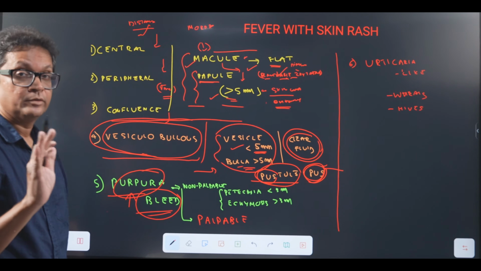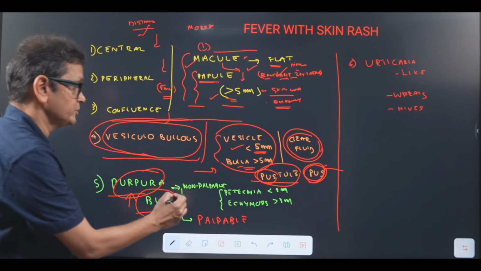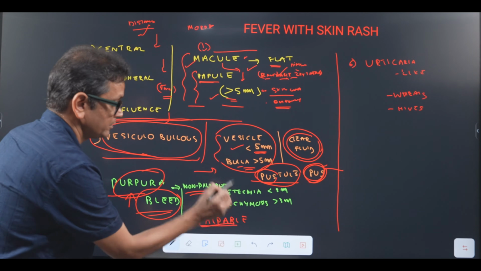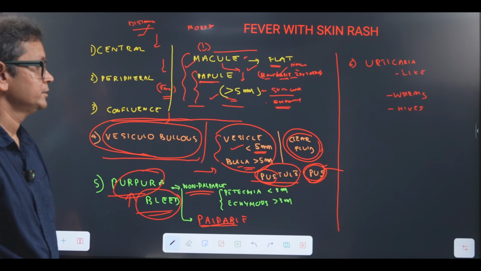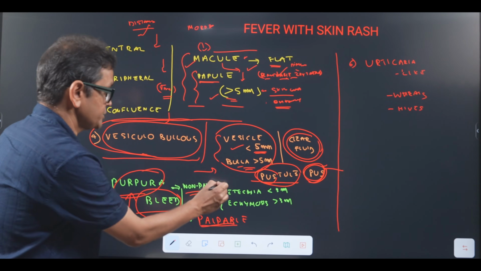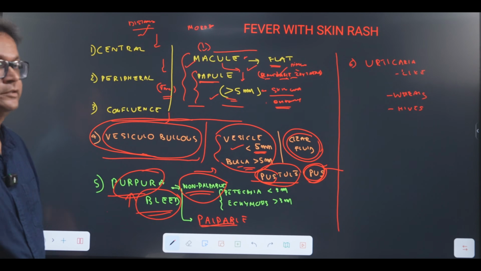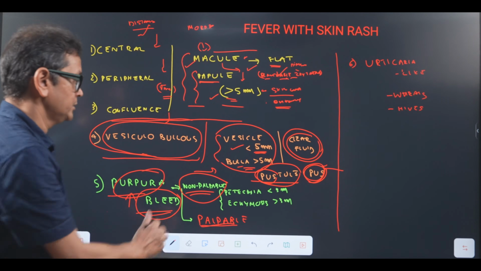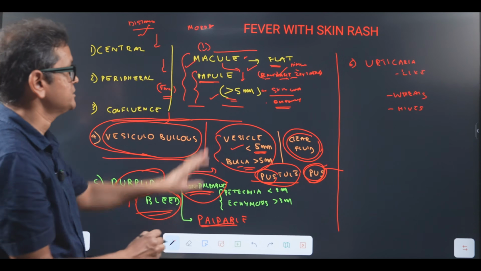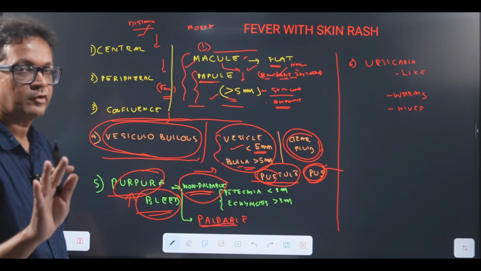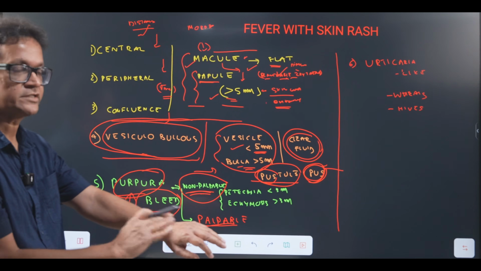But remember, there are two important types which you can diagnose by seeing the patient or by touching the patient. And if you can differentiate these things, your assistant professor will be more than happy. They are divided into two types. Non-palpable purpura means just like macules. I have told earlier, macules are not palpable because they are flat, just a discoloration, that's it.